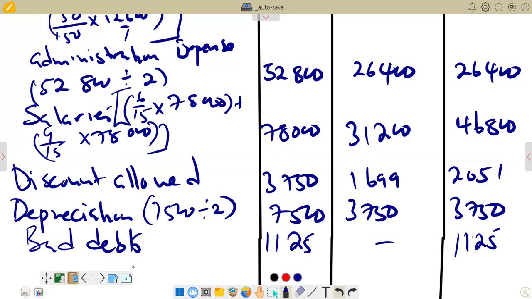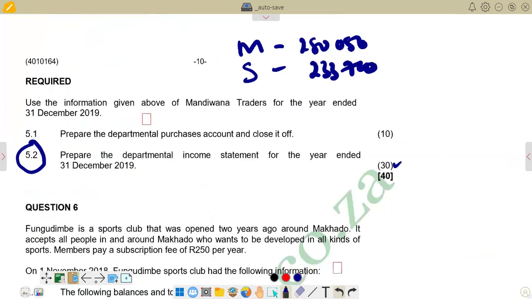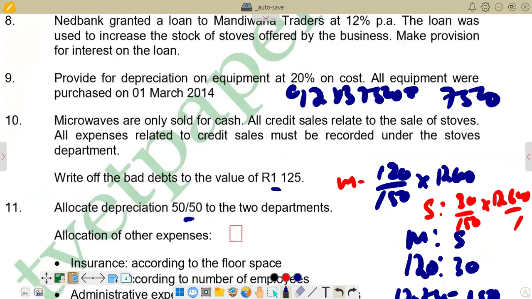So let's try to see if we have got any other that we have omitted there. Remember, we also have interest on loan. Let's just try to go back there. Let's try to see any additional information, any explanation that we have in terms of interest.